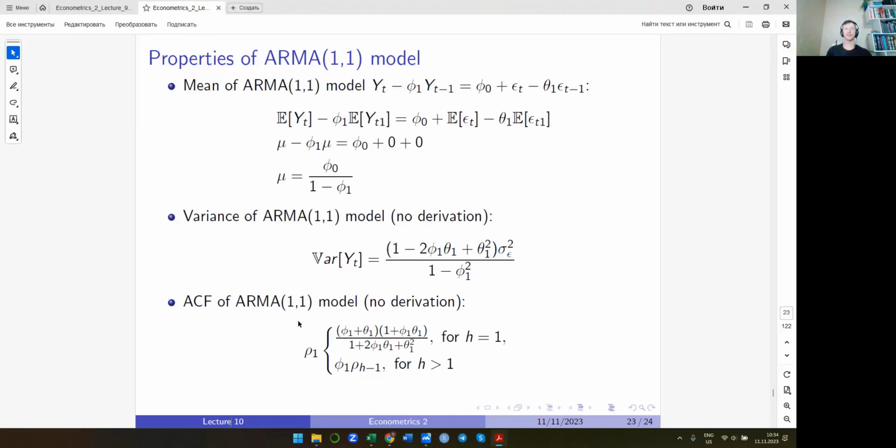And the autocorrelation function for ARMA model looks, well, for the first lag it looks unpleasant. For the second lag it's just the same as for AR1 model. So there is autoregression through the coefficient phi 1. And again, the stationarity condition for this model is the same. So the absolute value of phi 1 should be less than 1.